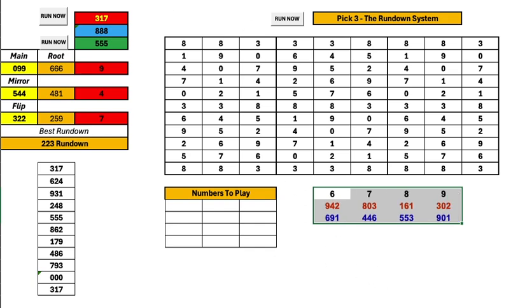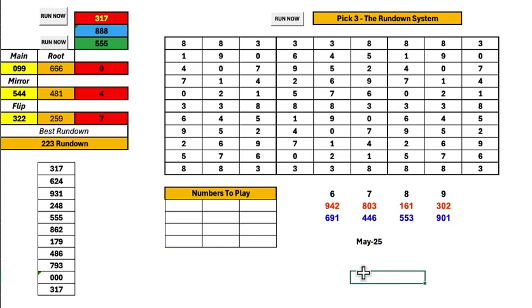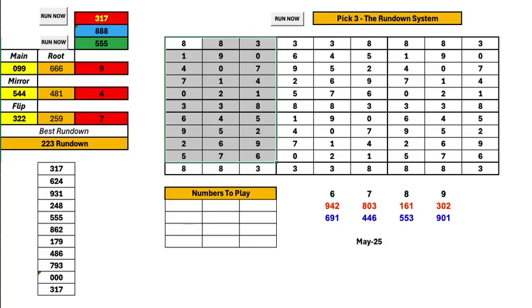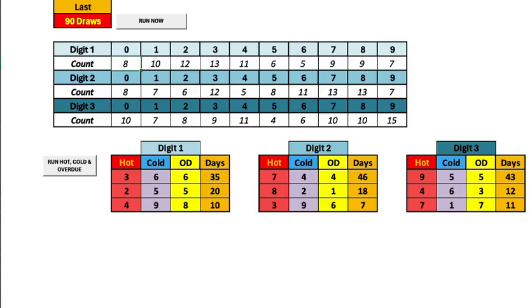So the red is midday, and then the blue is evening draws. Okay, so this is May of 2025. Okay, so the idea that I have here is we're going to be using a 317 chart. So this is a chart that I have. It's under the pick three rundown system that I have, which comes with a story system. It comes with the chart itself, also a tip sheet.